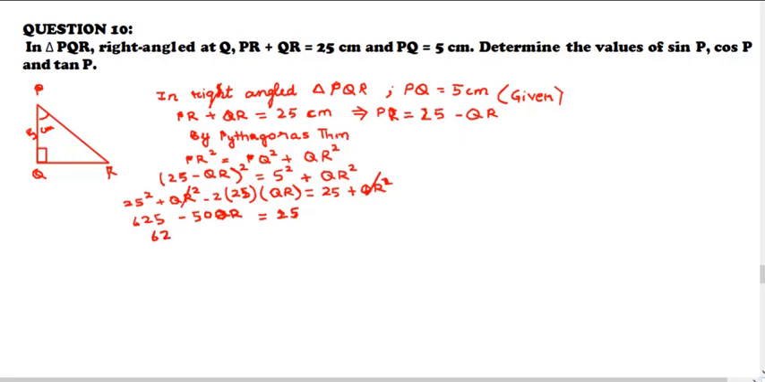Minus 50 QR is equal to 25 minus 625, or we can say 625 minus 25 is equal to 50 QR. That is equal to QR is equal to 600 upon 50. So from here value of QR is equal to 12. PR plus QR is equal to 25 and QR is 12. So from here we get PR is equal to 25 minus 12, that is equal to 13. So value of PR is 13 in this case.